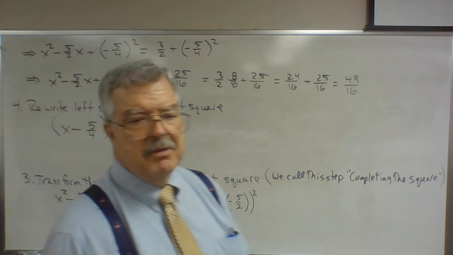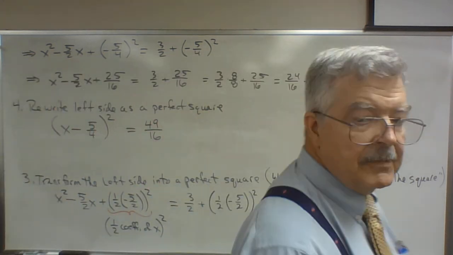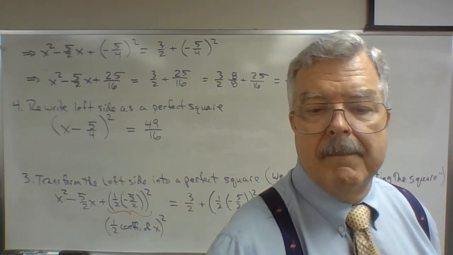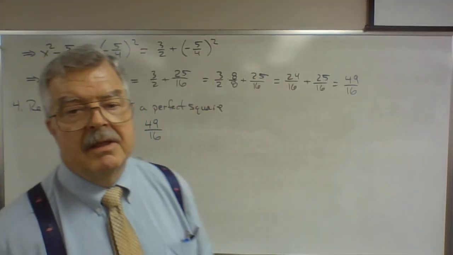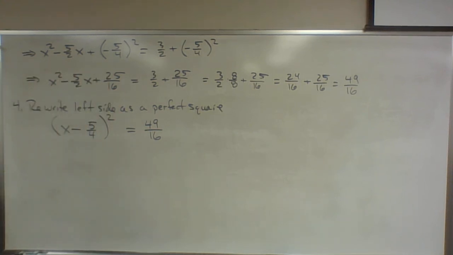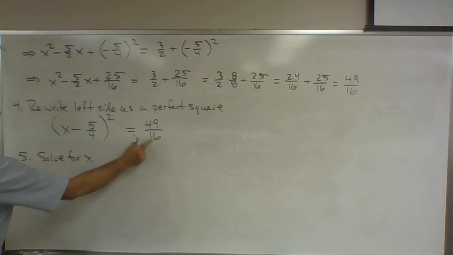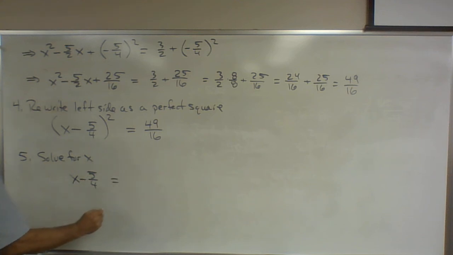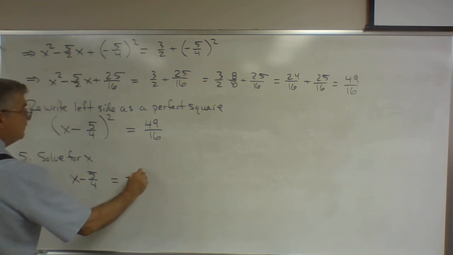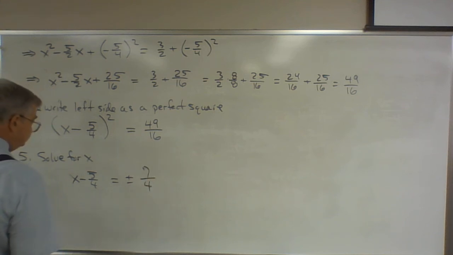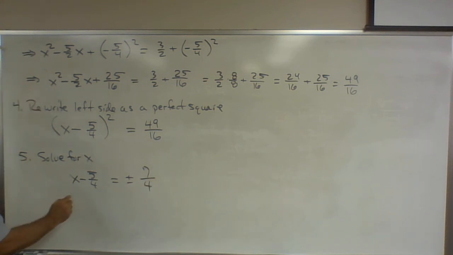And let me erase some of the board here. Okay, rewrite as a perfect square. And now solve for x. So we compute the square root of both sides. And we get plus or minus 7/4. And then we just add 5/4 to both sides.